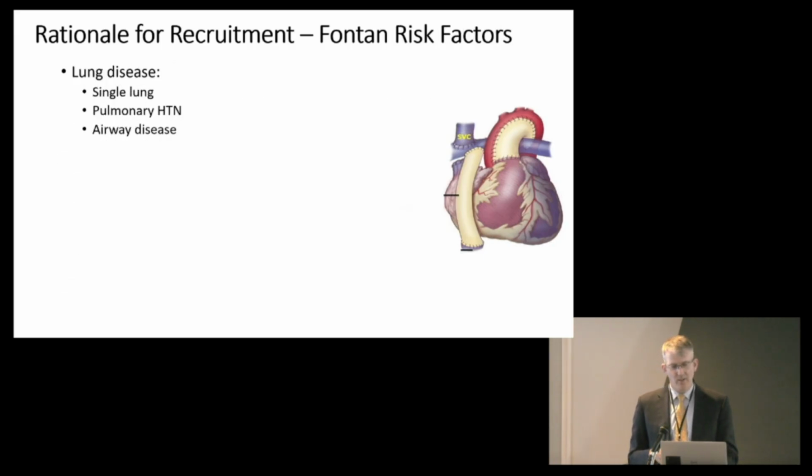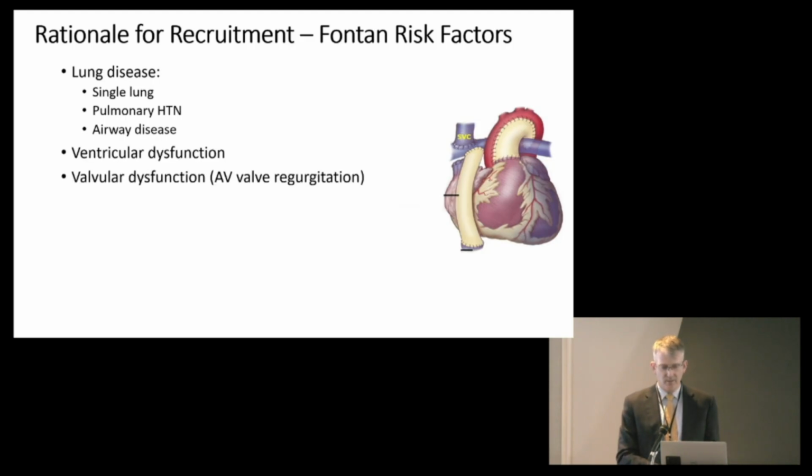And what we know is that some patients are less ideal Fontan candidates than others, and for those patients, we are really, for all patients, but particularly for those patients, if you're a poor Fontan candidate and there's any way to achieve something other than a Fontan circulation, our motivation has been to do so. And risk factors that we see are, certainly, single lung physiology and pulmonary hypertension are really challenging in a single ventricle circulation. Airway disease can be the same.